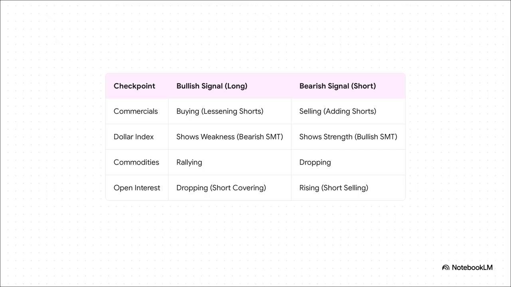For a bearish trade, we'd want to see the commercials selling or adding to their shorts. We'd want the dollar index showing strength, maybe with a bullish SMT. We'd want commodities dropping and open interest rising as those new shorts are being put on. See? It's the exact opposite set of conditions, but it's the same systematic logic that drives the whole thing.